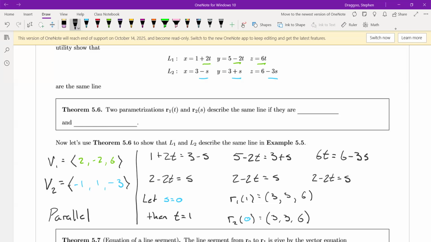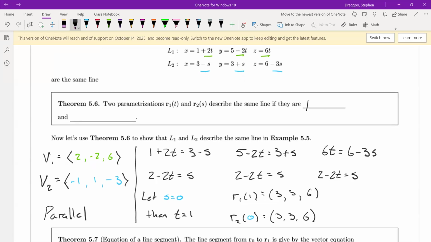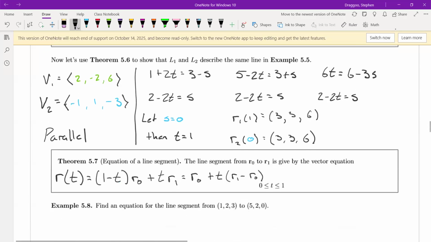Anybody watch ahead to see what two words fill in these blanks? If not, I'm just going to guess that we wanted to say they are parallel and they intersect. I know that that's good enough to call them the same line. So that's probably a pretty good guess as to what those two words were. Might not be exactly what's in the textbook, but again, good enough to get a solution.